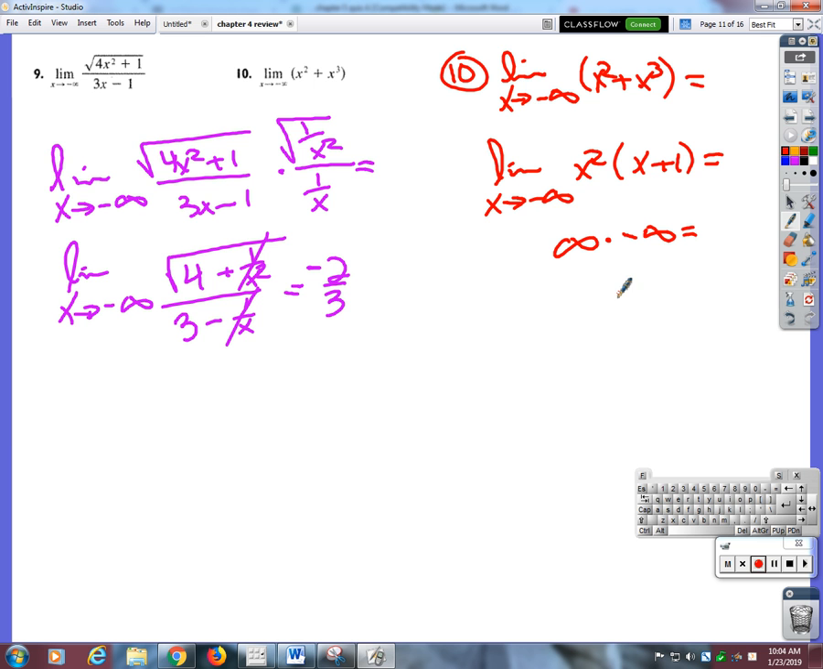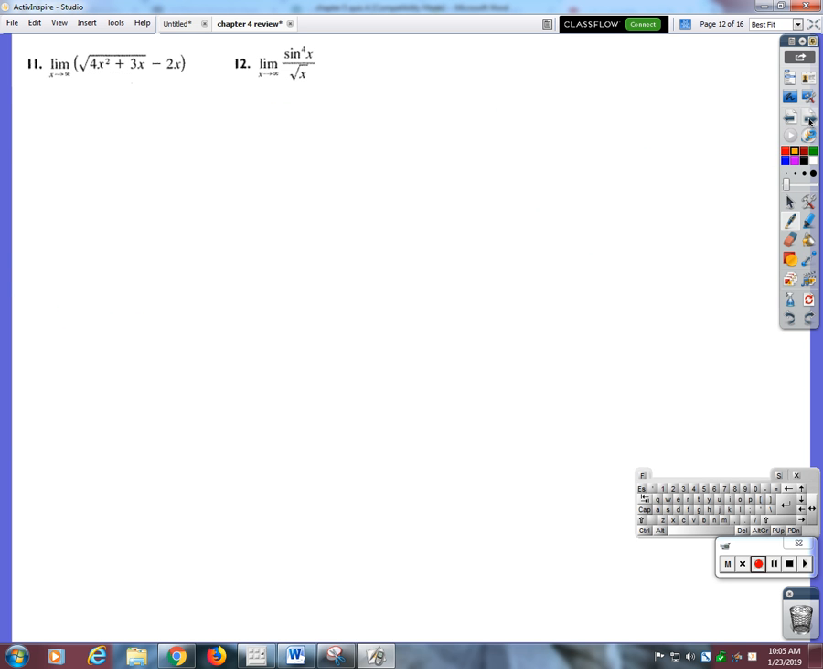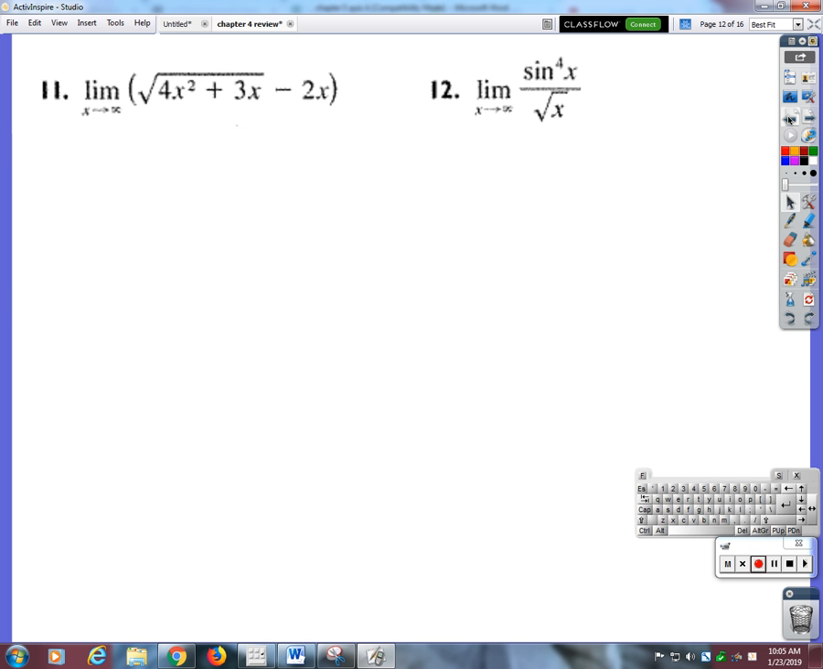And so when I multiply those two things together, I'm going to get negative infinity when you multiply two big old numbers like that together, okay? Okay, number 11. Negative infinity, because positive infinity times a negative infinity is a negative, you know.